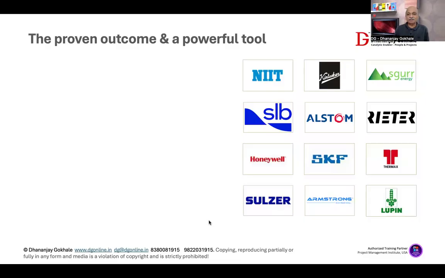It is my experience, and these are the organizations. One side is NIIT, whereas the other side is Honeywell. Honeywell, they are into aviation business. I dealt with Honeywell Aviation. Sgar Energy, they are into solar, whereas Kirloskars, they are into irrigation power. SKF, they are into bearings. Thermax, again power projects. Rieter, textile units. Sulzer, renewable energy. Lupin Pharma. Armstrong, they are robotics.